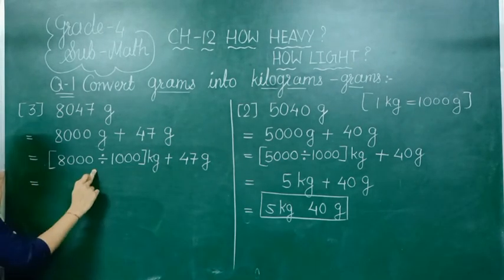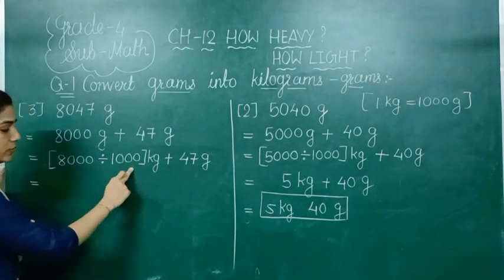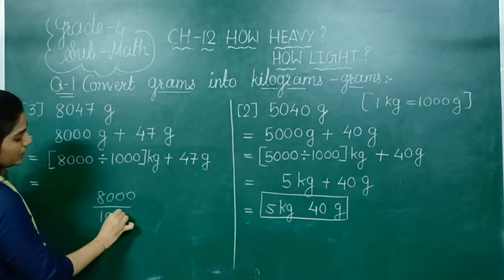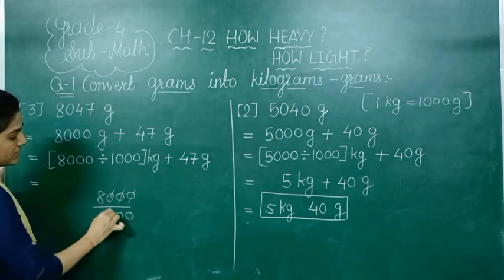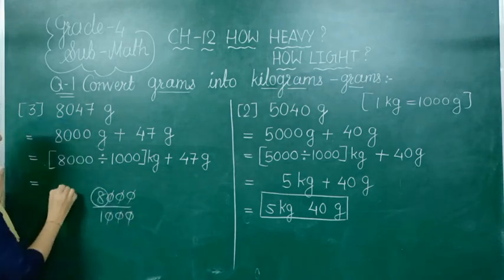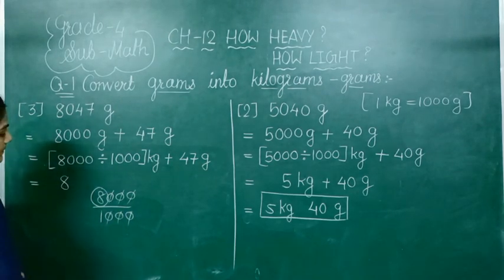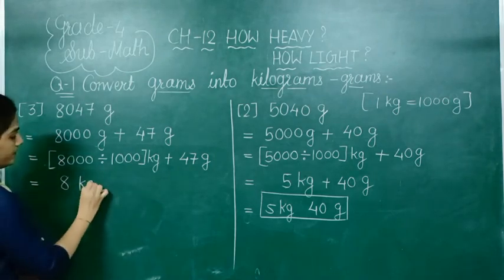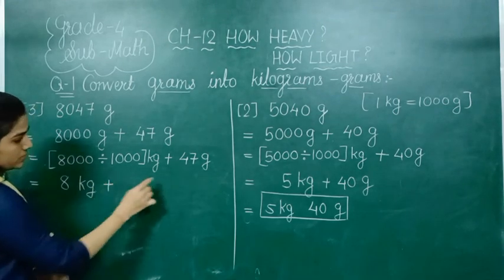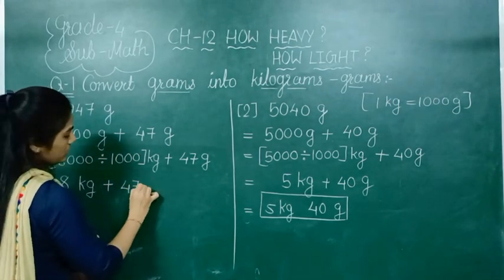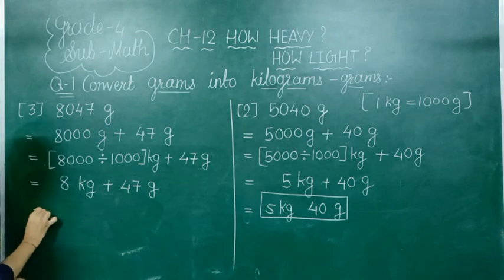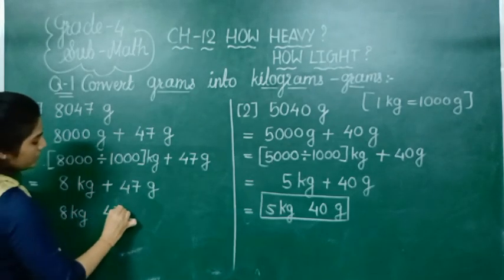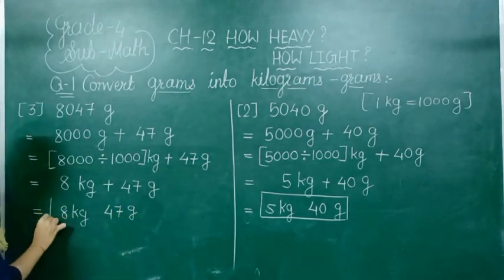Now 8000 divided by 1000. Already I have told you that if we are writing this 8000 and 1000 this way, the same number of 0s will be cut. So the answer we have is just 8 kg, plus 47 gram. So this is our answer: 8 kg, means 8 kilogram and 47 gram.